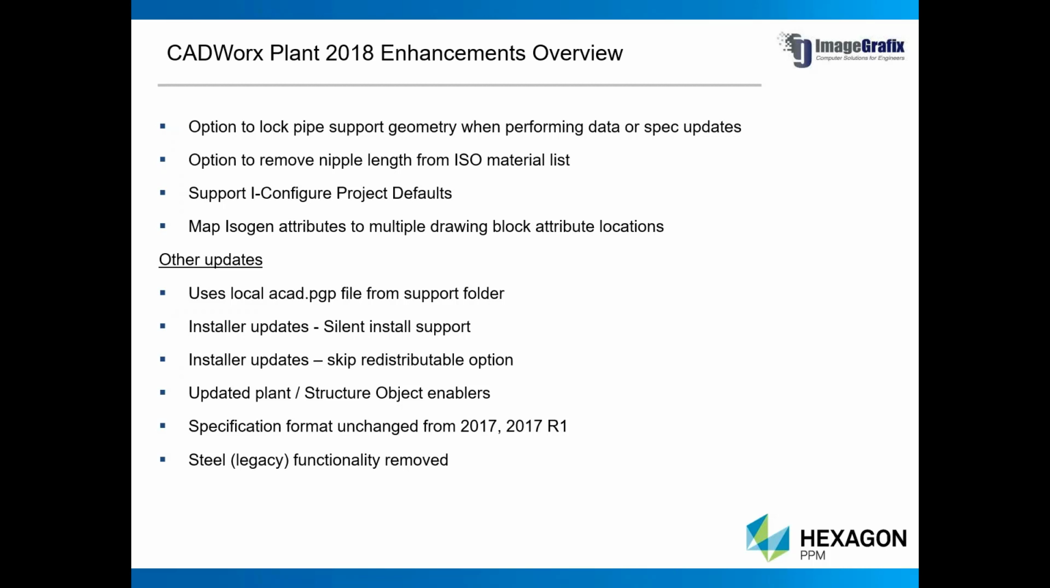And the other updates: CADWorx 2018, for both CADWorx P&ID and Plant, uses the local ak.pgp file, which is located in the respective CADWorx Plant and CADWorx P&ID support folder. Whatever shortcuts you want, you can enable them there itself, and use those shortcuts in your CADWorx.